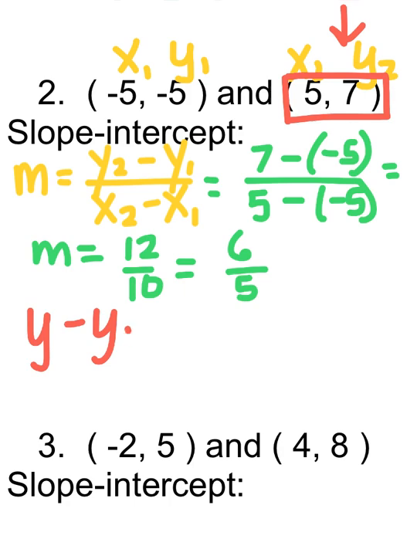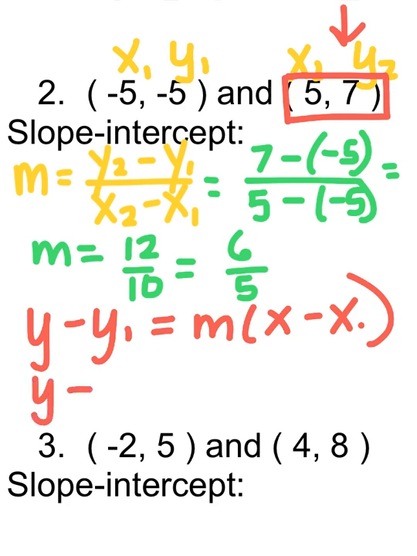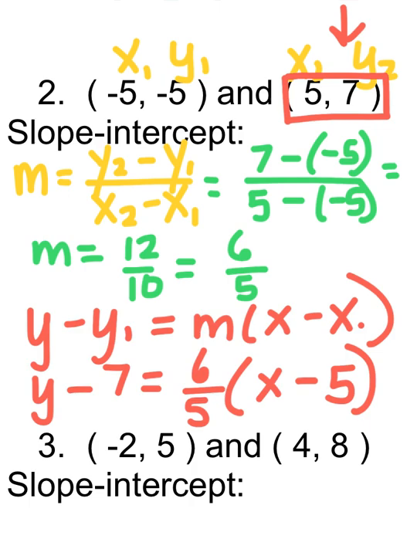So you'll have y minus y1 equals the slope times x minus x1. We will simply substitute the point that we choose. So y minus y1 is 7 equals the slope 6/5 open parentheses times x minus the x value that we chose, which is 5.